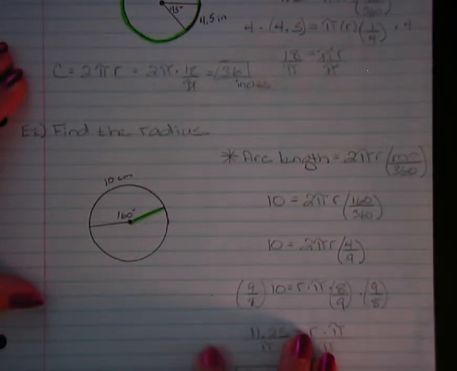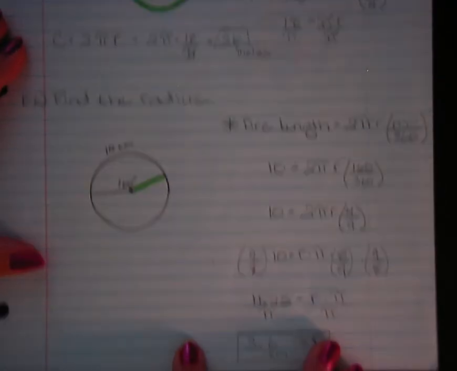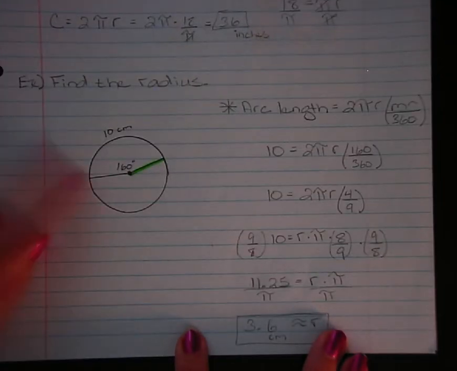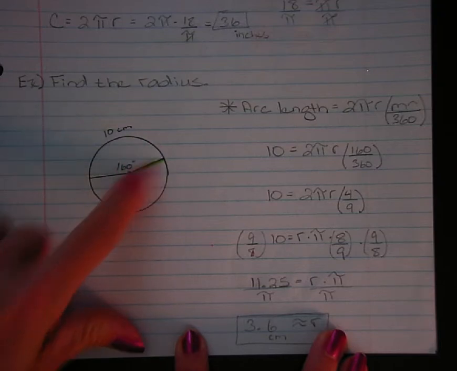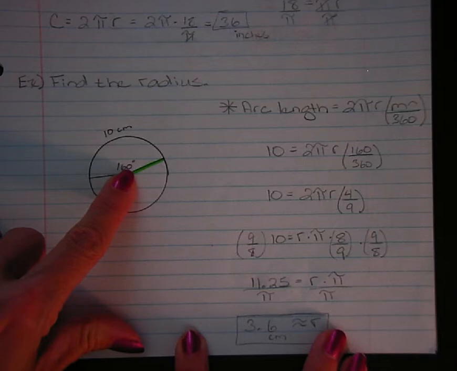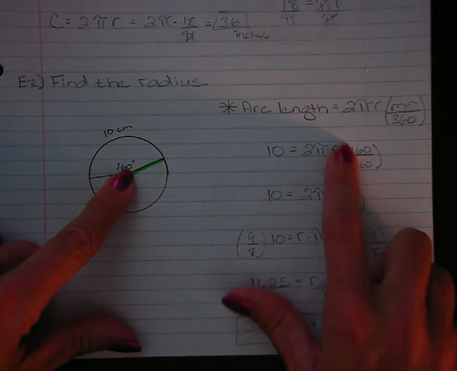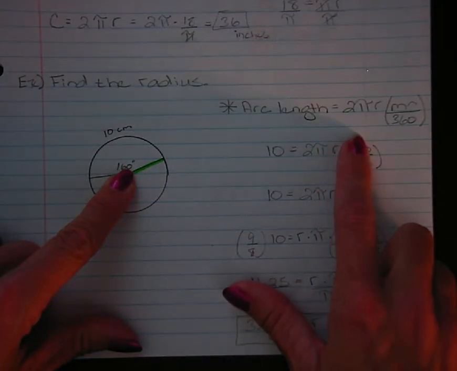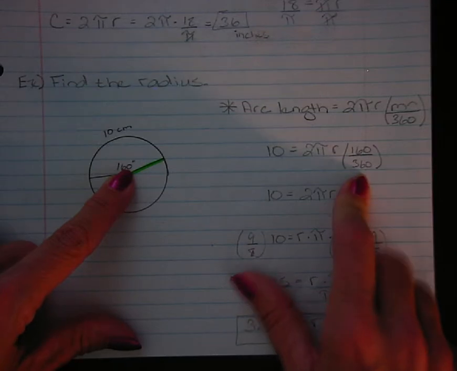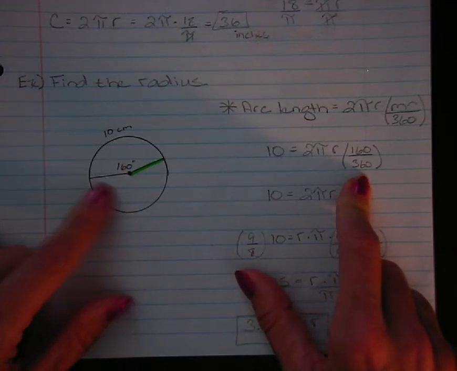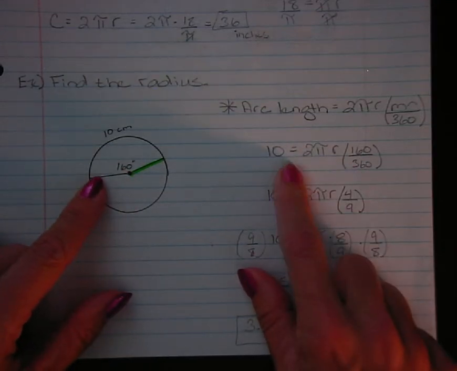All right, let's look at another example. In this example, they're asking me to find the radius. All right, they give me the arc length is 10 centimeters, and they give me the measure of the central angle is 160. All right, so I'm going to use my same formula. Arc length equals 2 pi r times the measure of the arc over 360, and I'm going to solve for the radius. So the measure of my arc is 10.